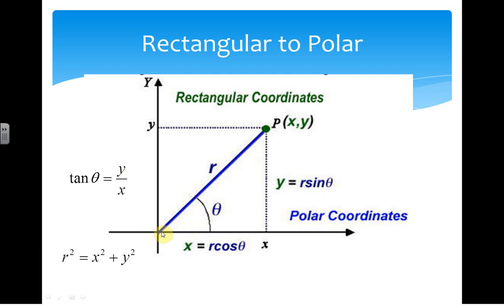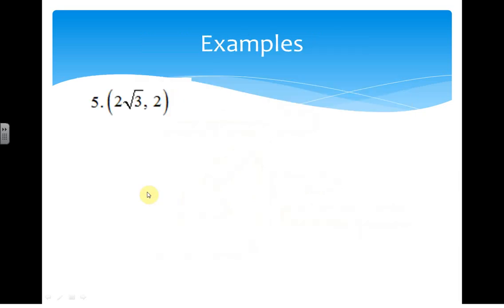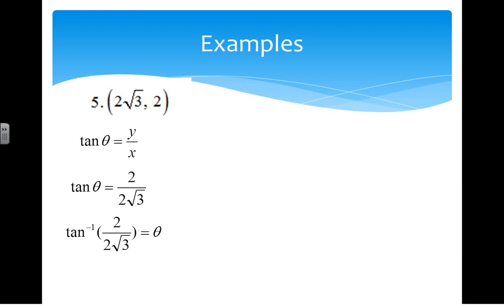And then think about your Pythagorean theorem. This is the hypotenuse of a right triangle. So x squared plus y squared is going to equal r squared. And that should be all you need to go. So to get our angle, we're going to do tangent theta equals y over x. Boom. Calculator usage.